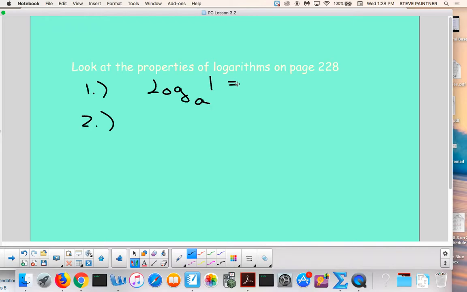On page 228 they'll tell you the answer, but let's think about it. What's log of 1, base A? A to the power 0. So you're saying the answer is 0. Is he right? A raised to the 0 is 1. Yeah? Okay.